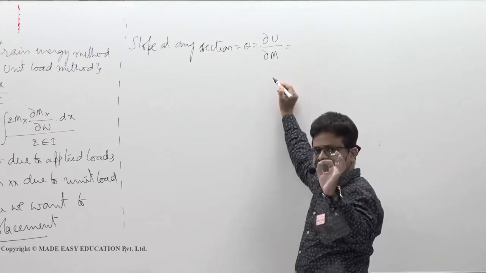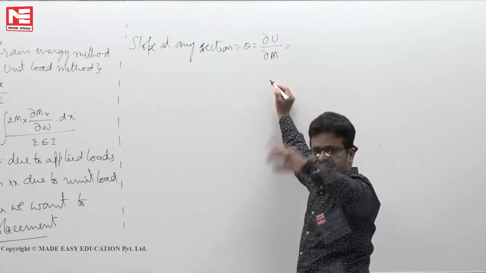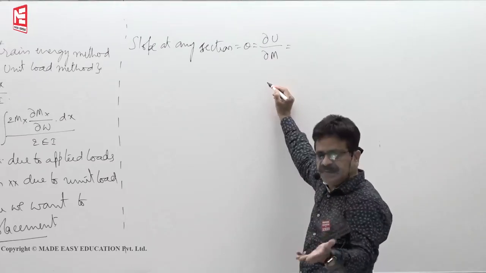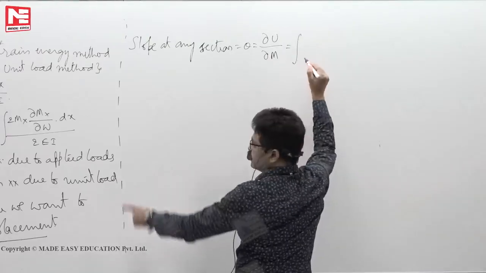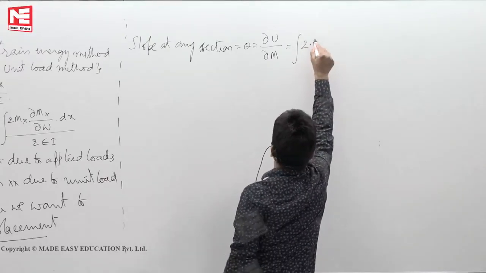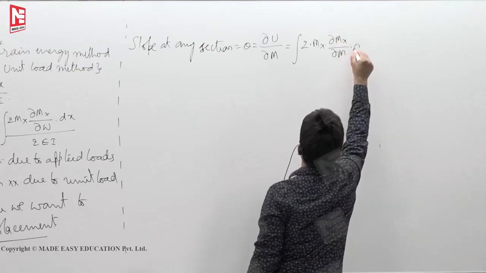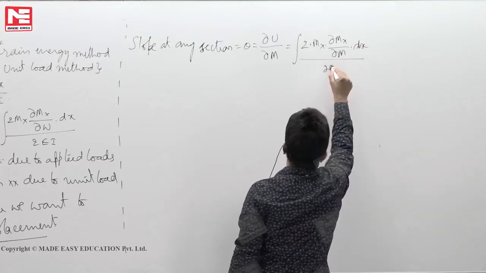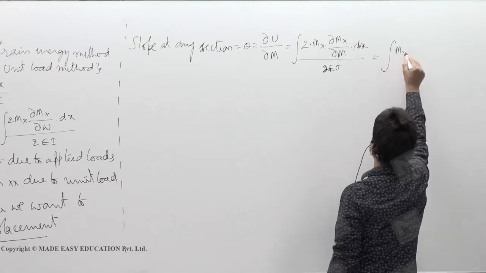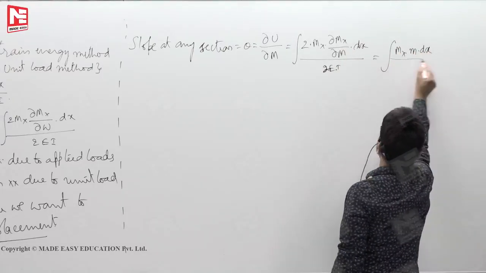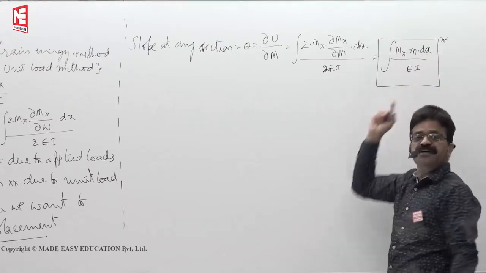So if at any section there is a moment already existing, fine. If it is not there, you assume an imaginary moment M whose magnitude is 0. Then differentiate it. So ∂U/∂M. Mx² means again 2 into Mx. Then this value will become ∂Mx/∂M into dx by 2EI. Like this. So 2 cancels out. I can write this as ∫Mx m dx by EI. See, formula is same, but finding m values is different.